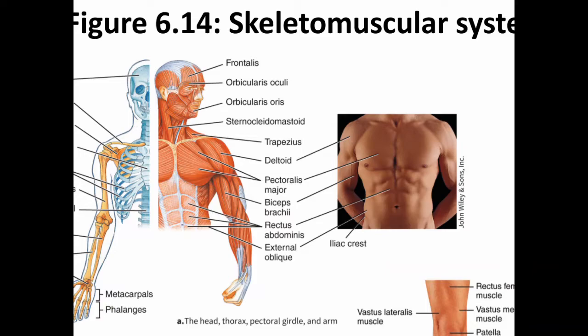So for example, we have the trapezius because of the shape. We have the frontalis muscle because, of course, it's in the frontal lobe. Orbicularis oculi, that means it's encircling your oculi, basically your eye. And you have your orbicularis oris, basically it's in the mouth.